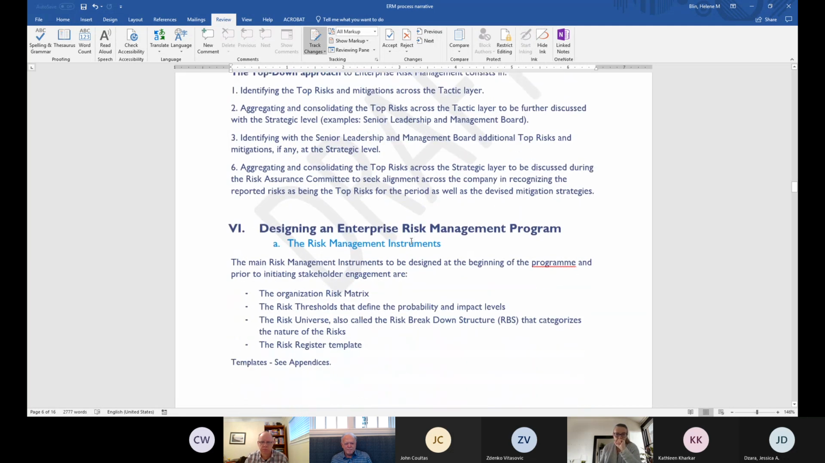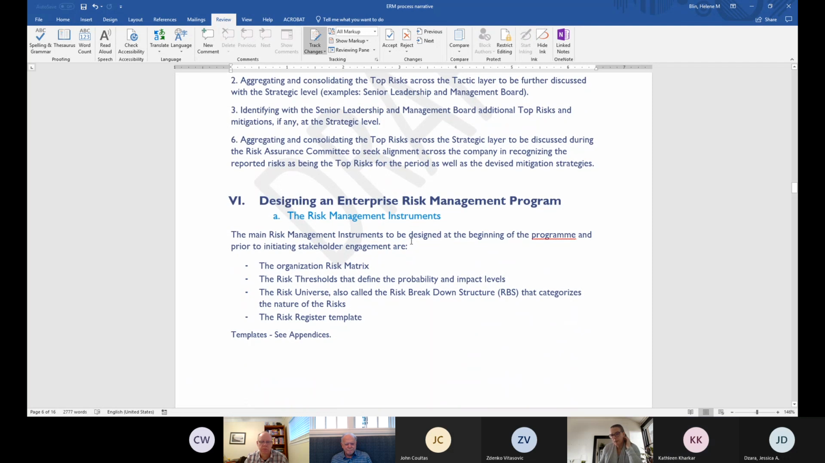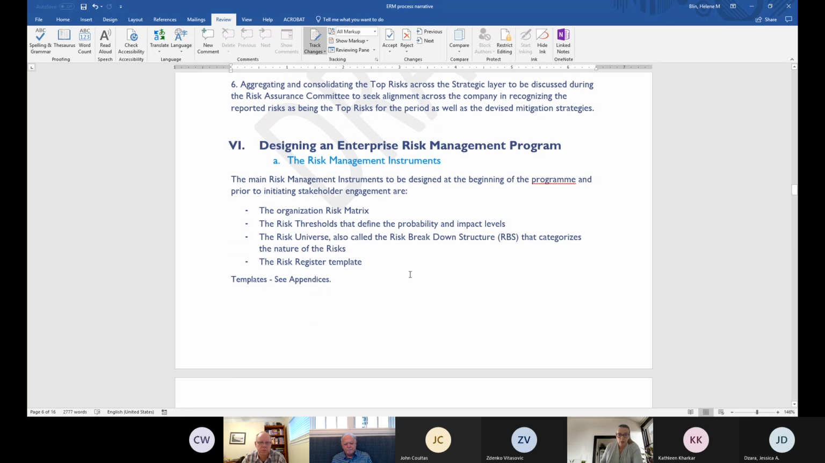No? Okay. So now to go more into the weeds, in practice, how do we do enterprise risk management? First and foremost, we have to create or use some tools. And what are those tools? The risk matrix, we have it. The risk thresholds, we have them. The risk universe, that's the category. It's also called the risk breakdown structure, RBS, which categorizes the nature of the risk. Is your risk financial, etc.? We have that. And the risk register template, we also have it. That's why I put it in Appendix C.